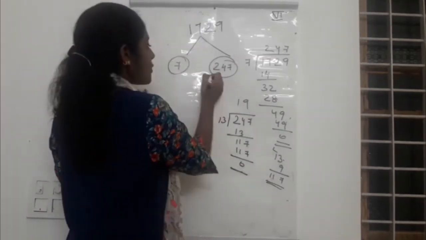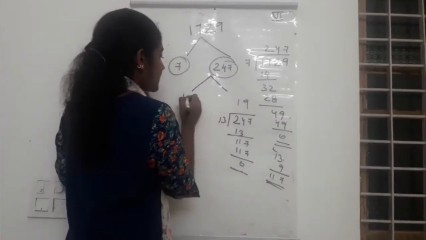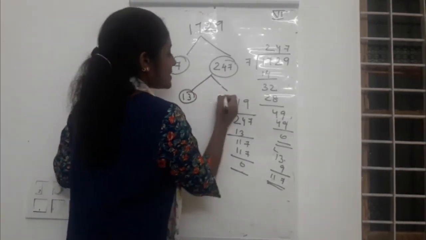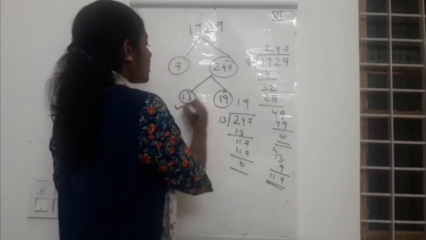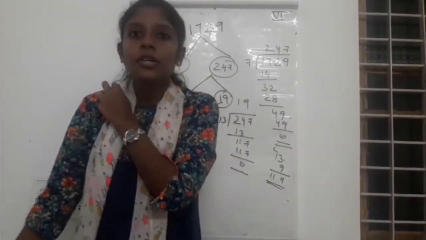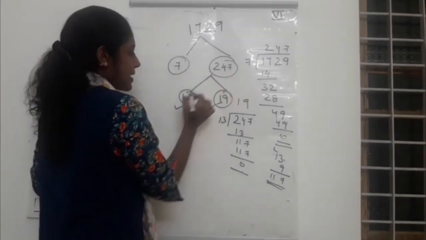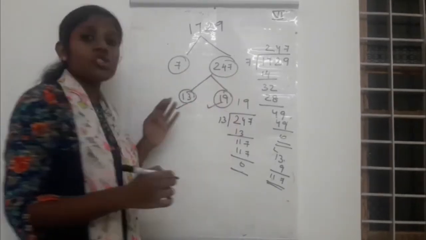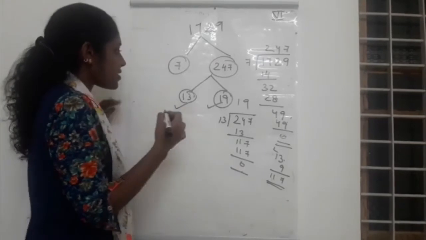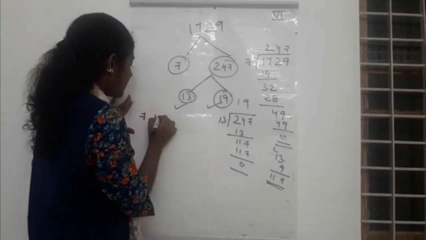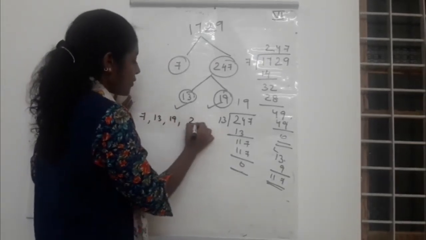Okay, so how can we express 247? That is 13 into 19 is 247. Now 13 and 19 are prime numbers. Further you cannot do. So the prime factors we got are 7, 13 and 19. Arranging them in ascending order, that is 7, 13, 19.